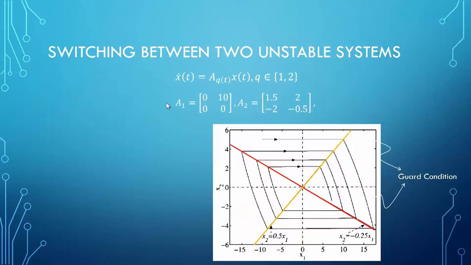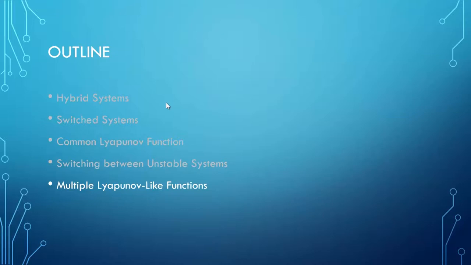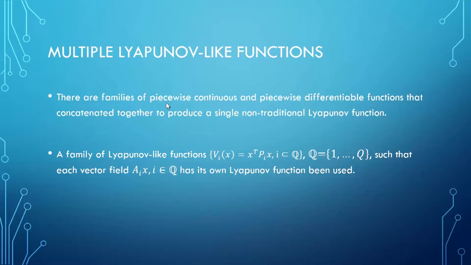And there's another tool called multiple Lyapunov functions, Lyapunov-like functions. Multiple means it's more than one Lyapunov function. There can be multiple Lyapunov functions in one system, used to analyze an overall system. So there are families of piecewise continuous and piecewise differentiable functions. They are concatenated together to produce a single non-traditional Lyapunov function. Okay. Multiple Lyapunov functions, and then you merge those into a single Lyapunov function.